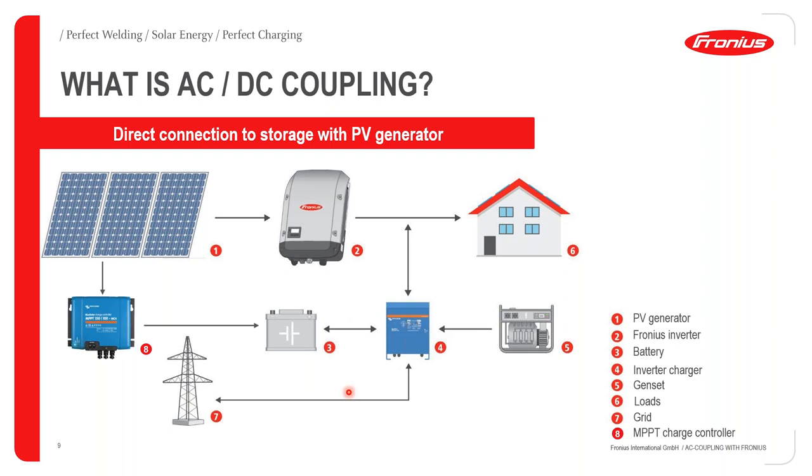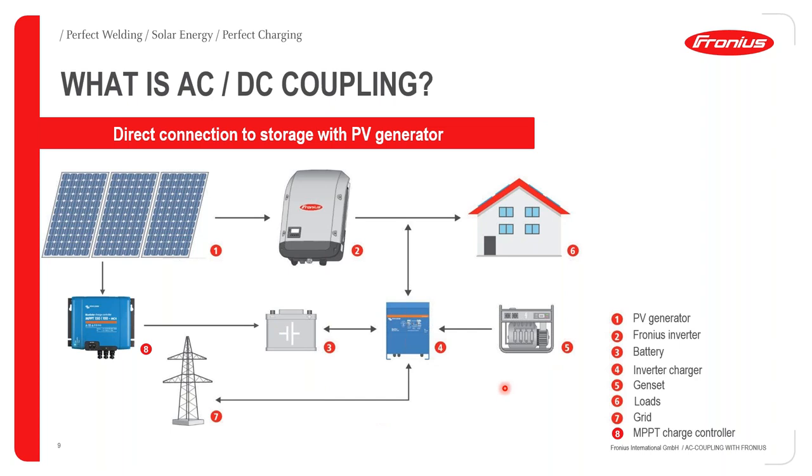So in this case, you have a portion of the PV generator directed towards a charge controller, which now charges the battery. The significance of this setup is that in the case of black start, a condition when you don't have any grid, there isn't any genset, and your battery is down.